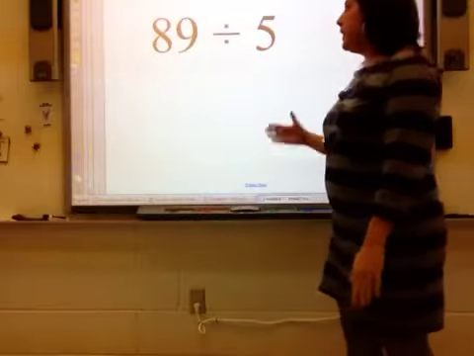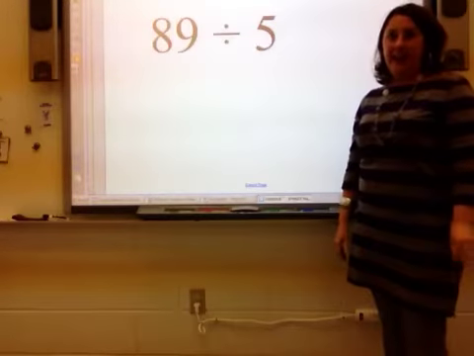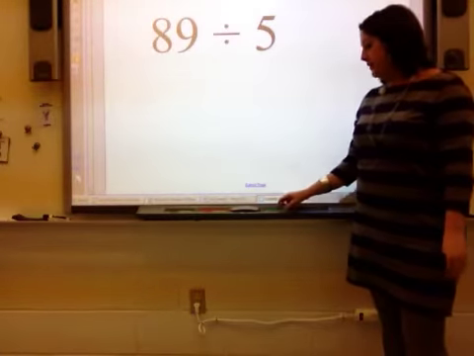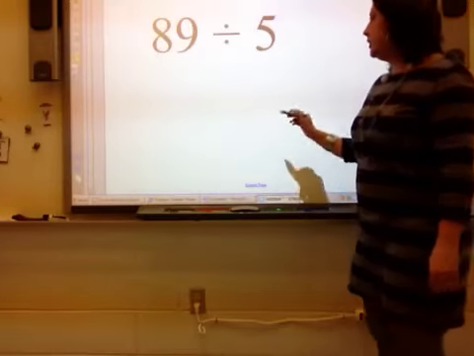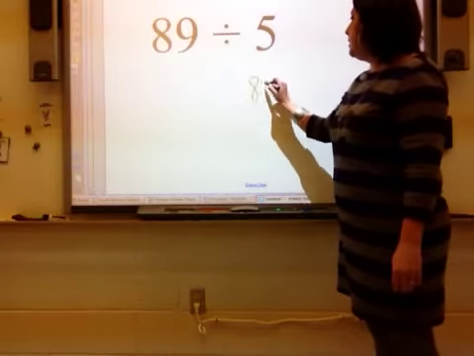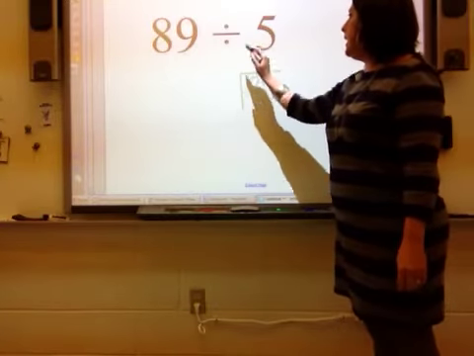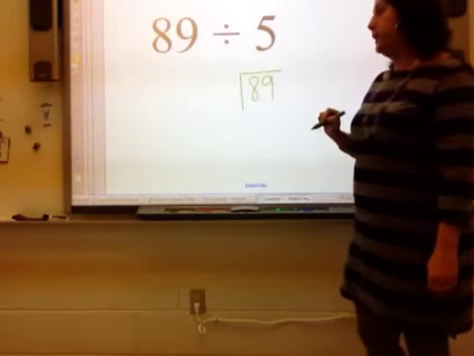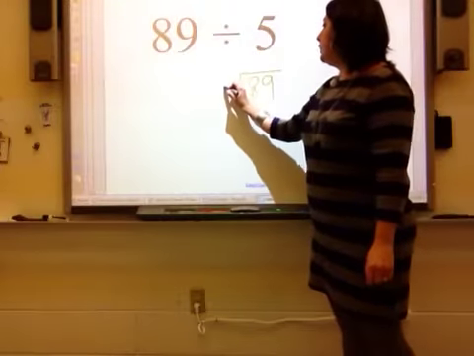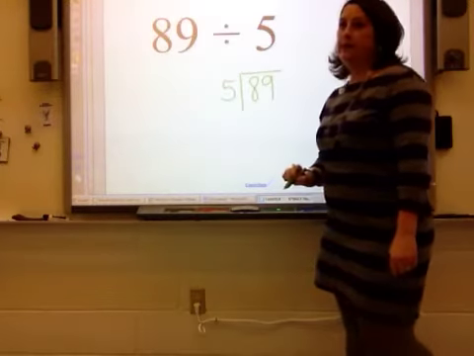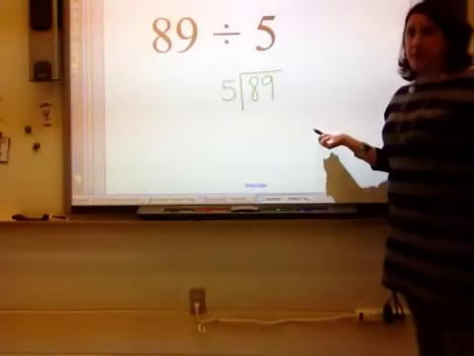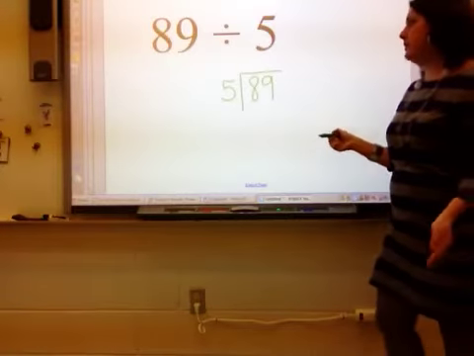All right, we've got our first problem, 89 divided by 5. The first thing I'm going to do is set up a long division box. I'm going to put 89 inside the box, and what I'm dividing by, or my divisor, goes on the outside. So this problem is nothing more than simple long division.